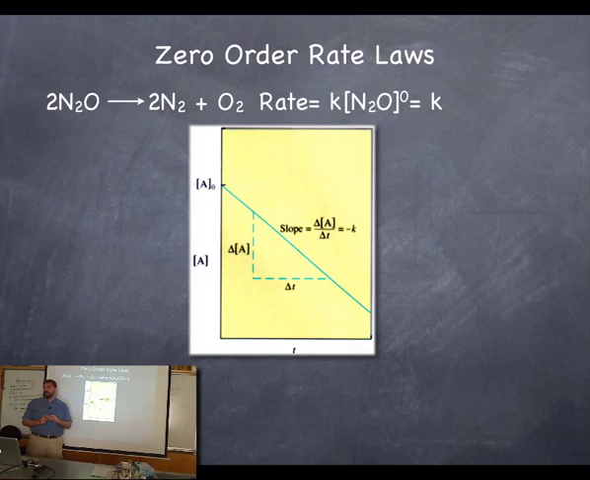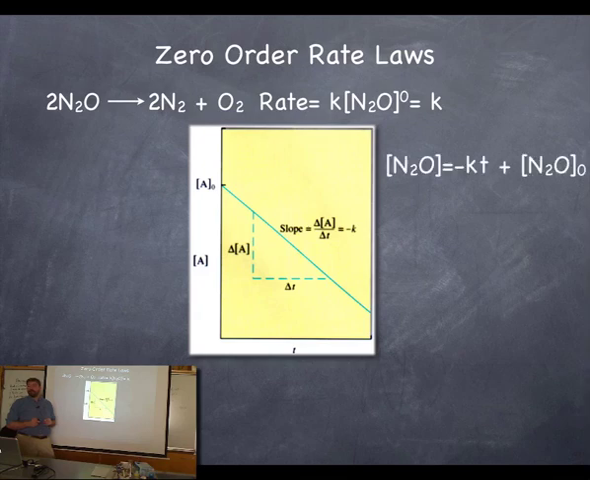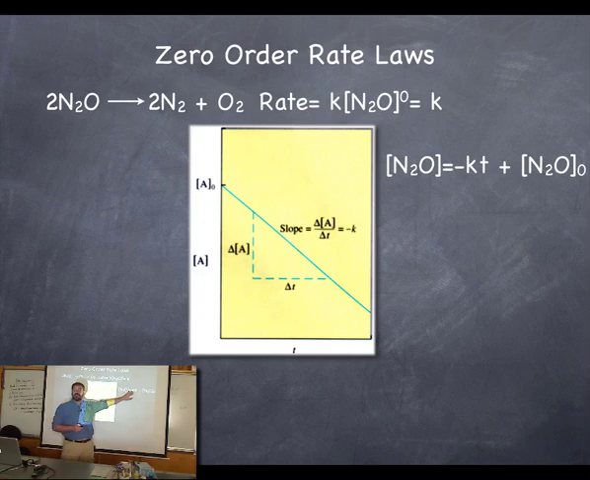So, in all of these, if you look at the equations, k is the slope. If you look at the three equations, here's our integrated rate law for zero order, concentration versus time. Notice the slope, negative k. For first order, the slope was negative k. And for second order, well, you find the slope of the line.